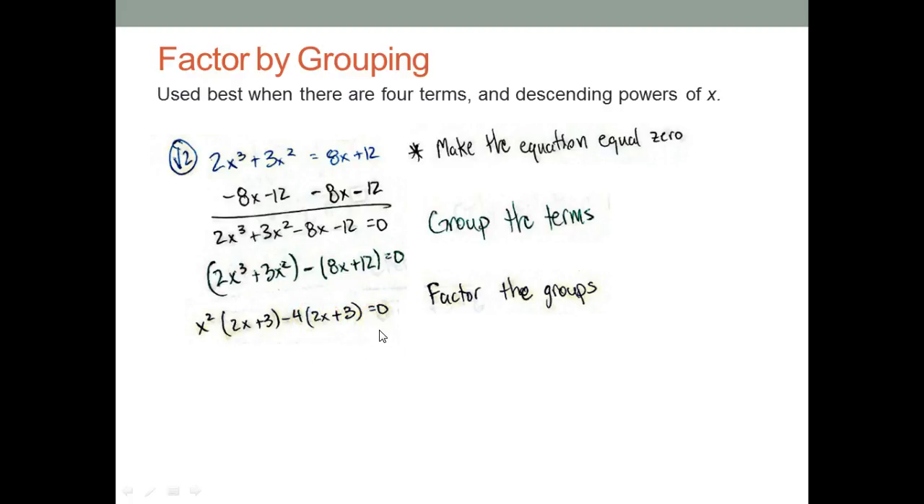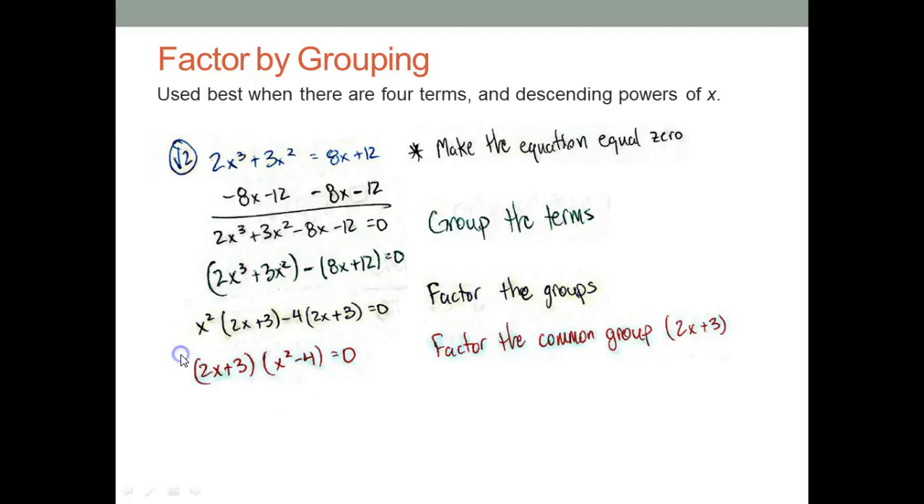Now, how do I know I'm on the right track? I know I'm on the right track when I factor by grouping because you see the binomial terms are the same. 2x plus 3 and 2x plus 3. So because these are the same binomial term, I can actually factor out that group. That leaves me with just x squared minus 4, which is what you see here.